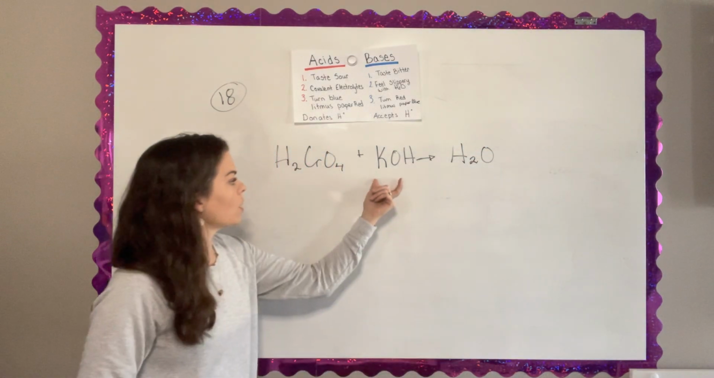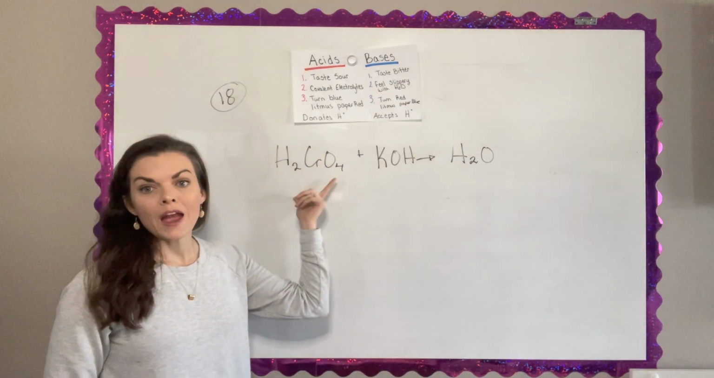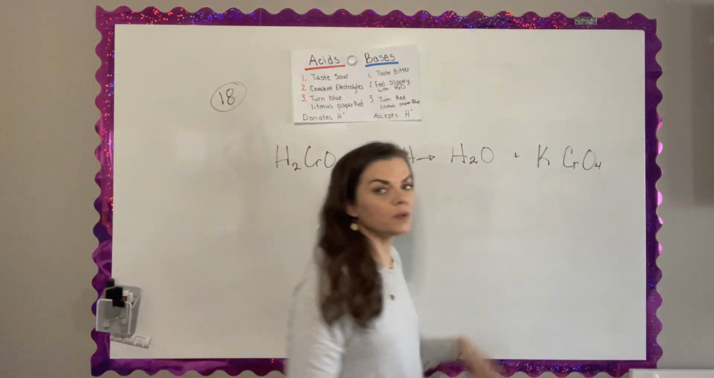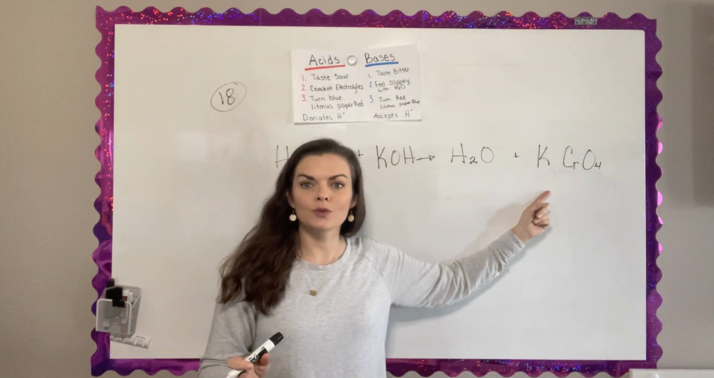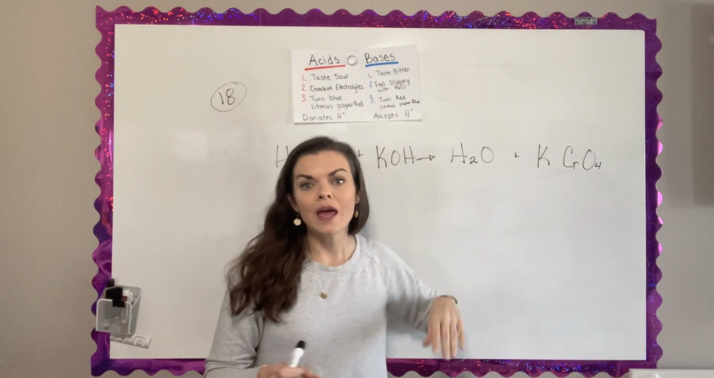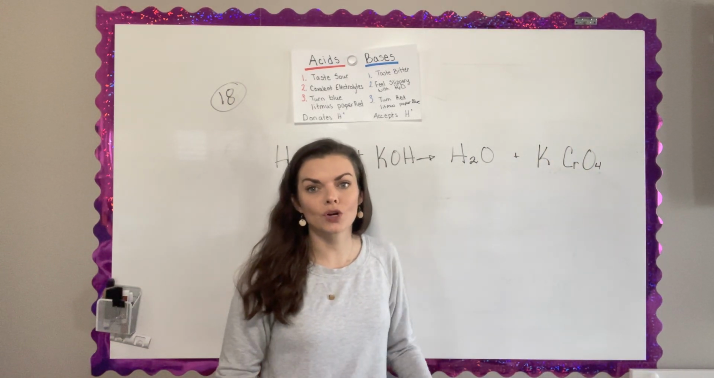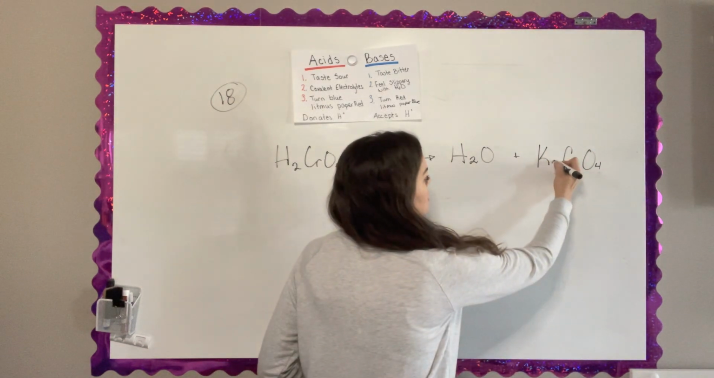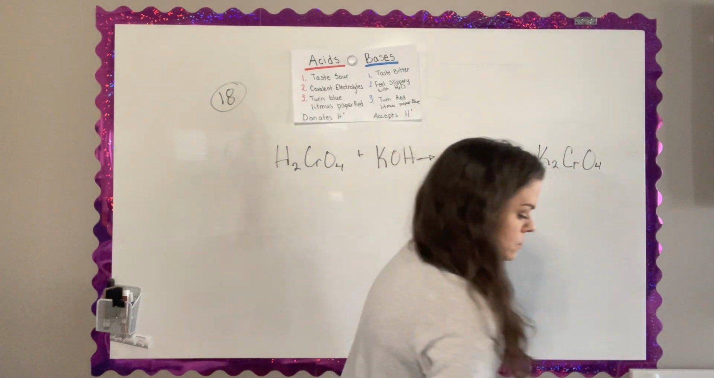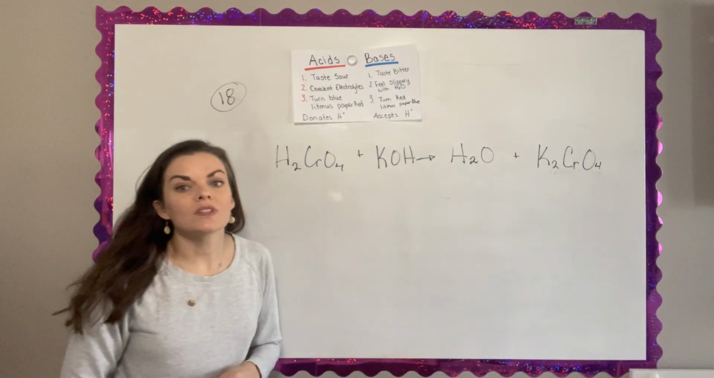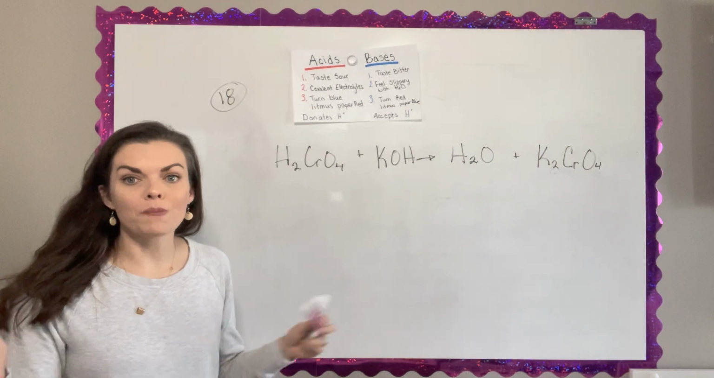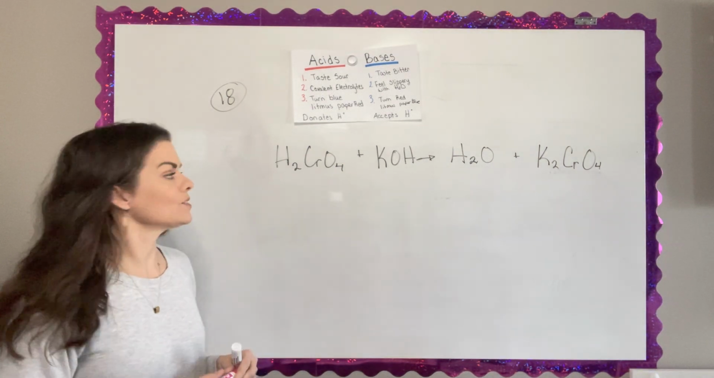And then my other product is going to be the potassium and the chromate. The potassium is in the first column, so it's a charge of +1, and chromate is a 2 negative, and so actually you need to crisscross those charges and have 2 potassiums. Now the next step to this equation is to balance it, so balance the water last, and so let's check.